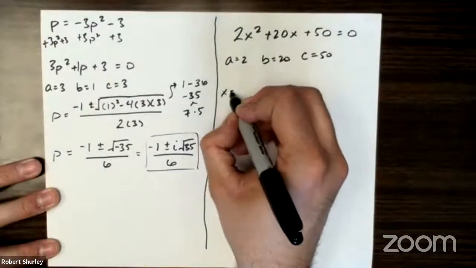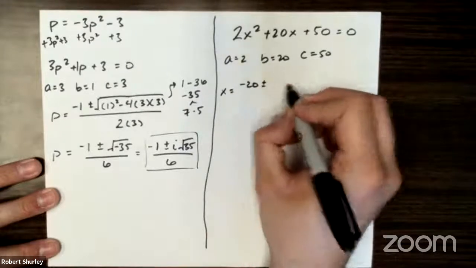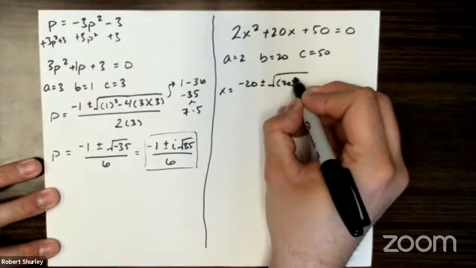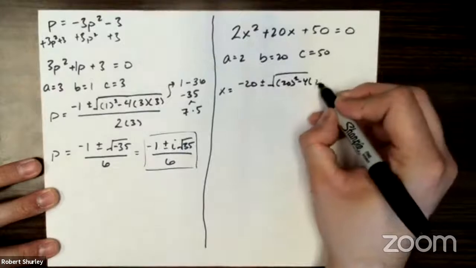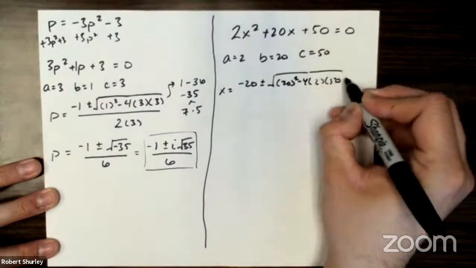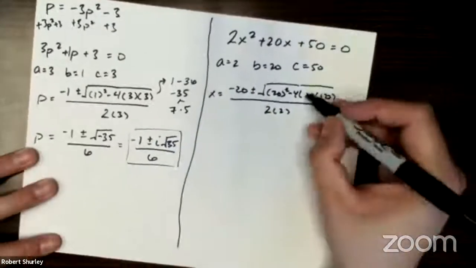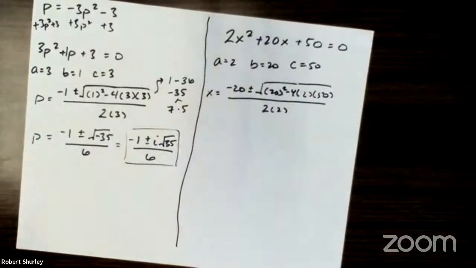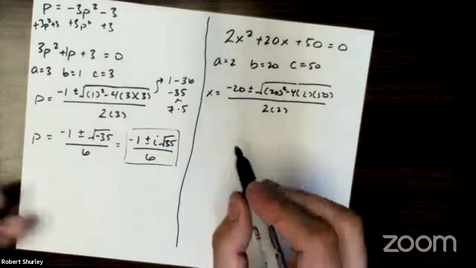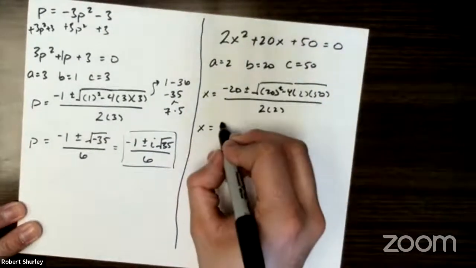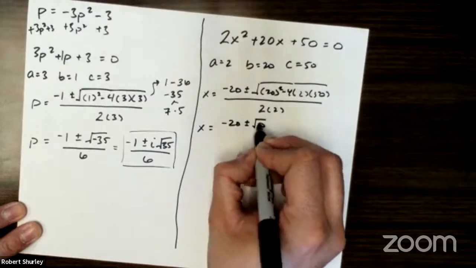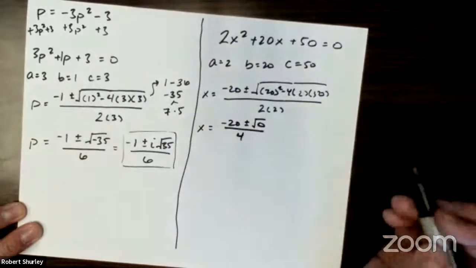So x equals negative b plus or minus the square root of b squared minus 4ac, all over 2a. Underneath this radical, I'm going to be lazy and just pop it in my calculator. I get 20 squared minus 4 times 2 times 50. Oh, hey, I get 0. It's like that one example we talked about earlier. Negative 20 plus or minus the square root of 0, over 4.